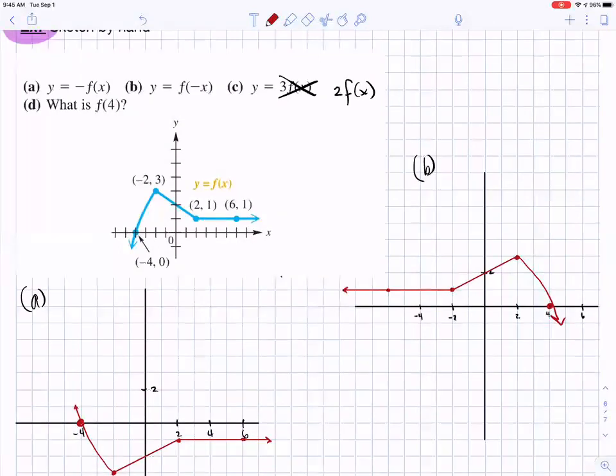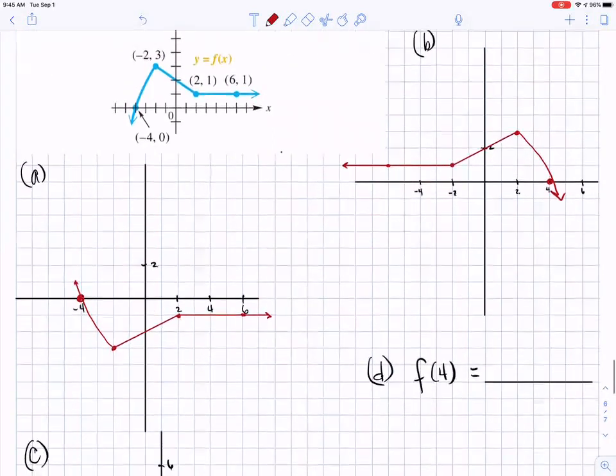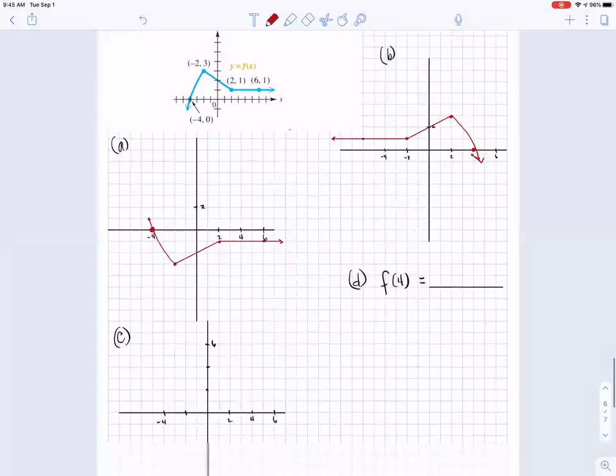This time, how do you describe 2 times f of x? What's the description on that? Is it f of 2? No. It's a vertical stretch by 2 because it's 2 times my parent. So it's a vertical stretch by 2. All right, so let's go down to point C. I'll have to zoom in just a tad here.